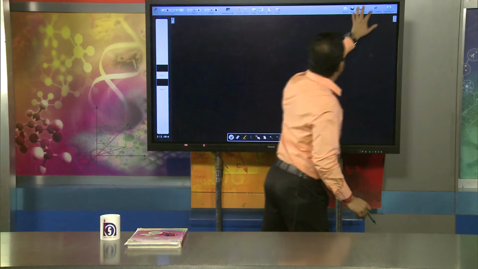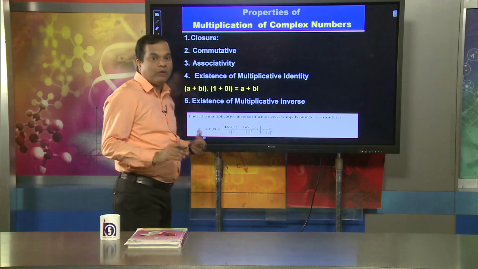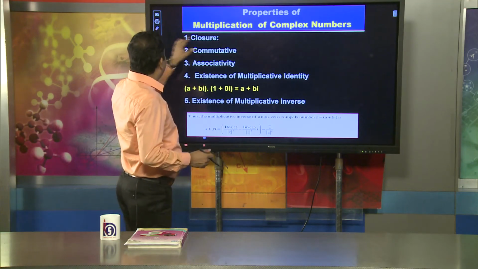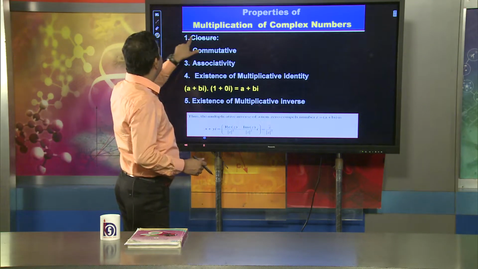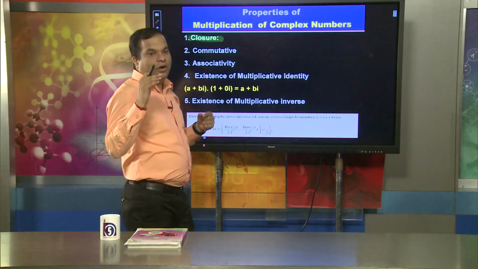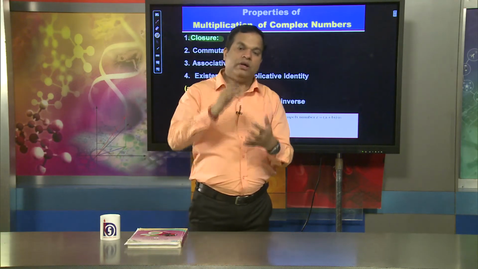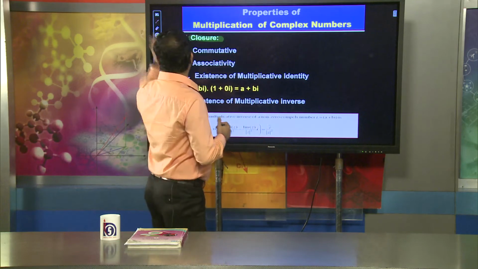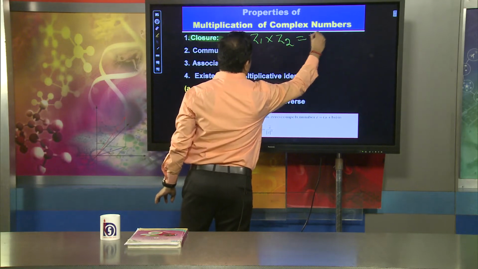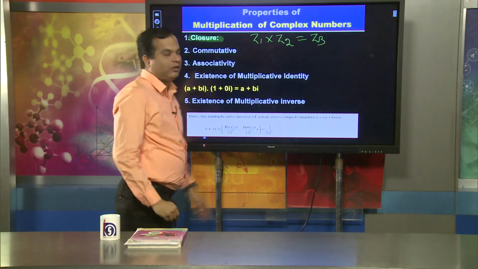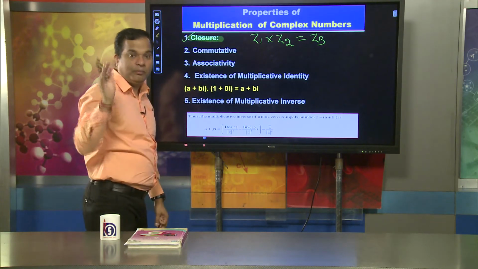But remember, there are also very important properties of multiplication. What are those properties? The first property is closure. Closure means when we multiply two complex numbers, the resultant value is also a complex number. That means Z1 multiplied with Z2 equals, suppose, Z3, which is also a complex number. So the closure property is satisfied in the multiplication of complex numbers.